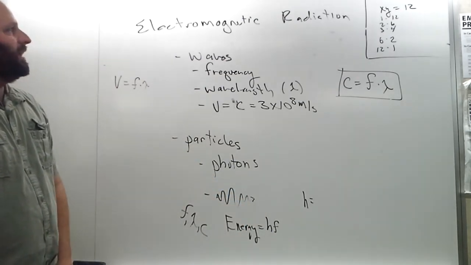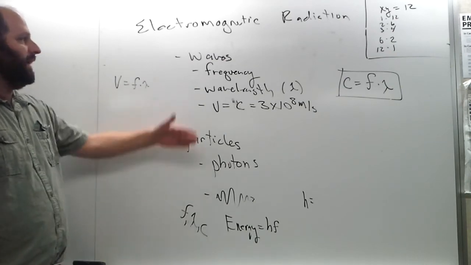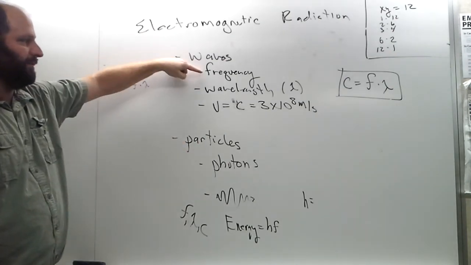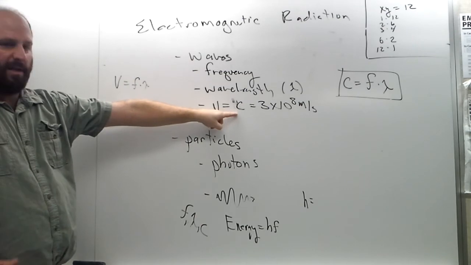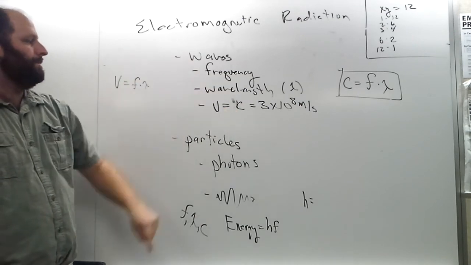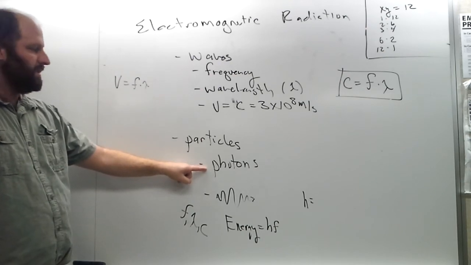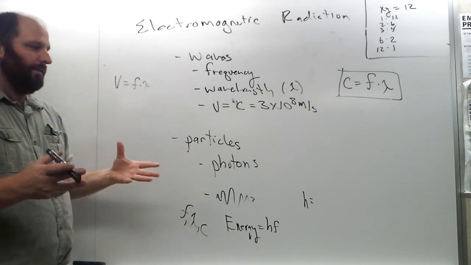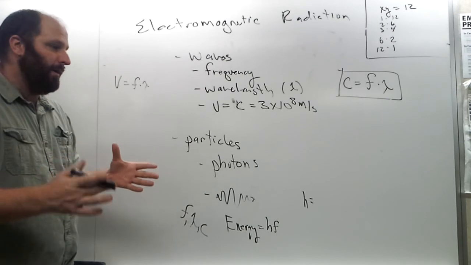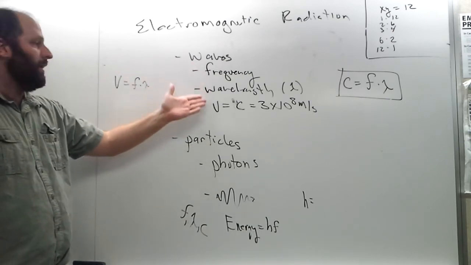So that's a little bit about electromagnetic radiation. Now, an important thing, it behaves like waves, which means it's got a frequency and a wavelength. Travels at c, 3 times 10 to the 8th meter per second. It also behaves like particles. The particles are called photons. So you can think of light, I like to think of light or radiation as a stream of particles that have wave-like properties.